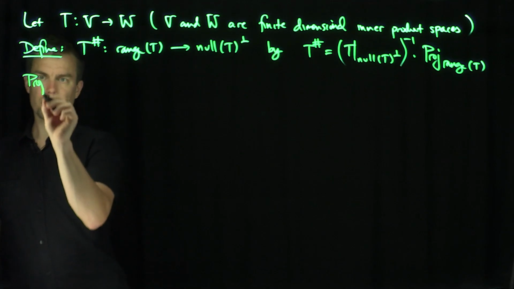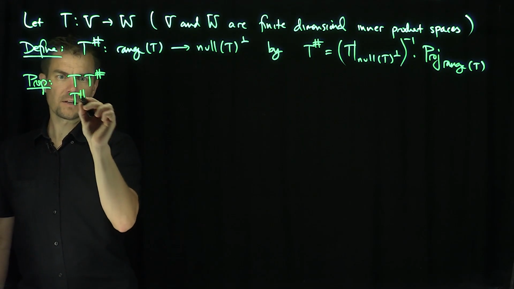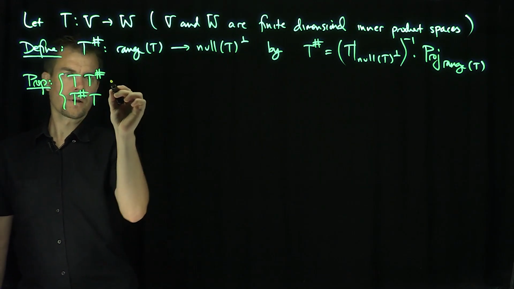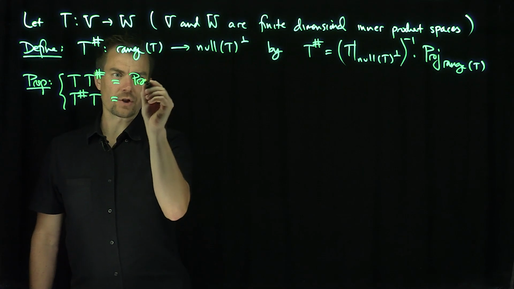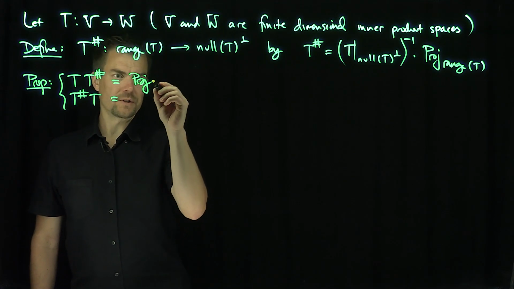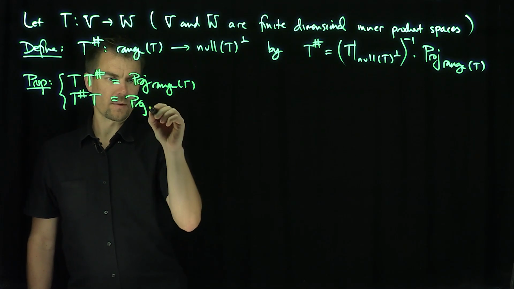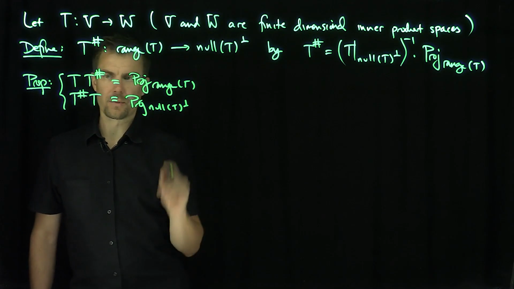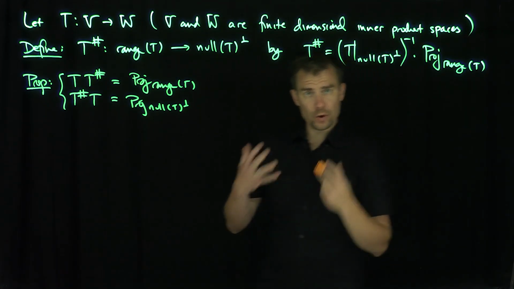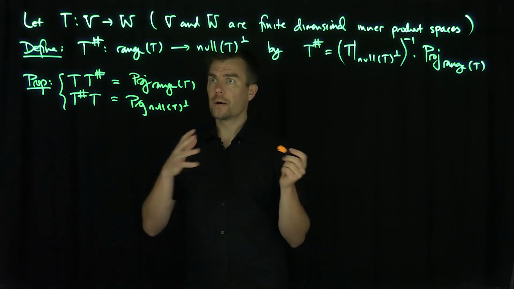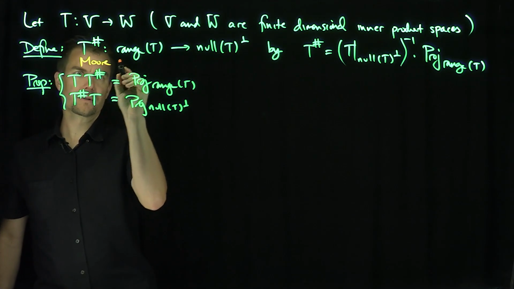So here's a proposition. Let's consider T T star, and T star T. Well, what can I say about T T star? This is going to be the orthogonal projection onto the range of T. And this is going to be the orthogonal projection onto the null space of T perpendicular, okay? So how do I prove this proposition? And this proposition is going to be useful in showing that the Moore-Penrose inverse, of course, is the Moore-Penrose pseudo-inverse.